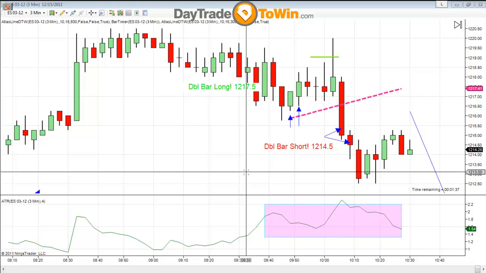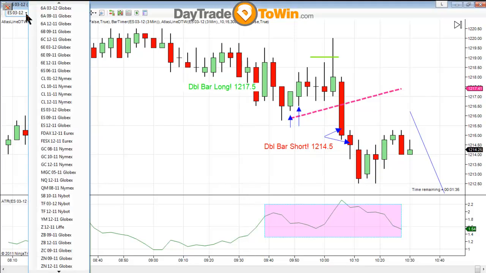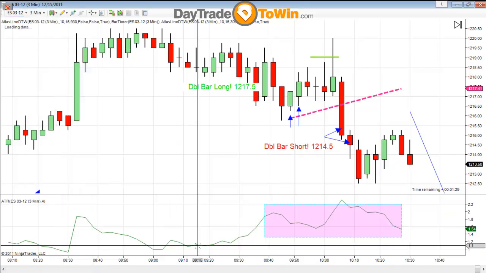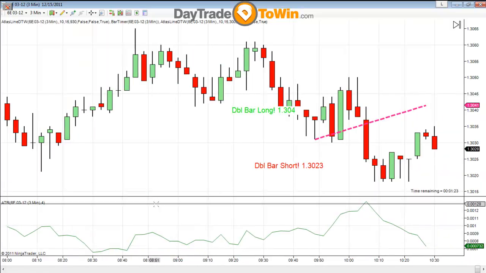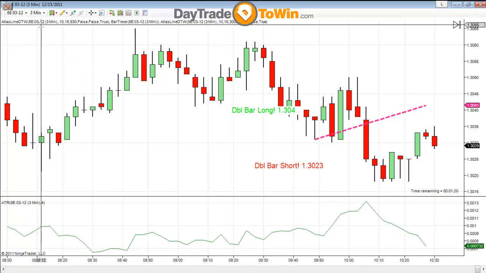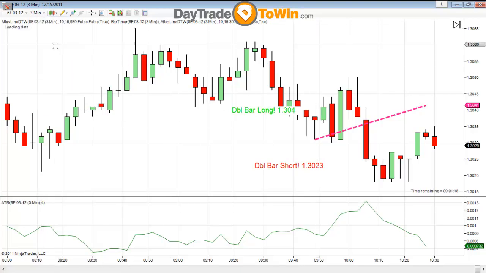All right. Okay, you guys want to see the euro, right? Okay, so here's the euro. Here it is on a 3-minute chart, right? And here it is on a 5-minute chart.